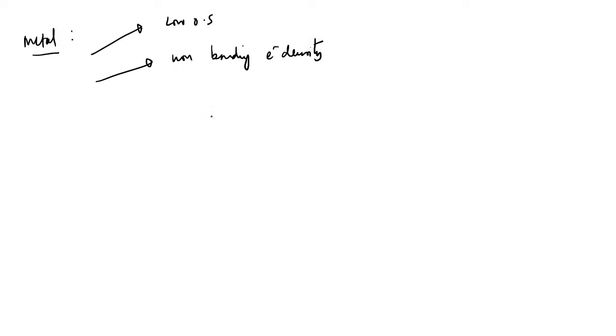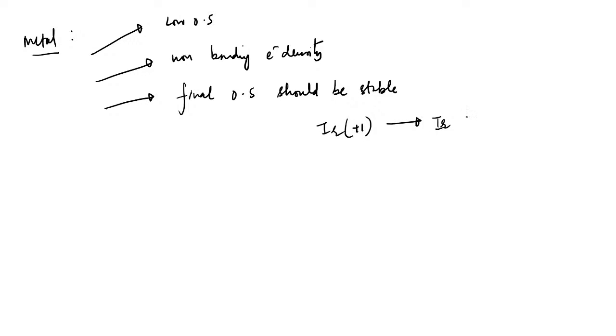Then only we can oxidize the metal. Okay. We have to increase the oxidation state. Third point is final oxidation state should be stable, right? Final oxidation state should be stable. Then only the product will form. If it's iridium, so we know that this is the minimum oxidation state and it will go to iridium plus 3. So this is a stable oxidation state for iridium.